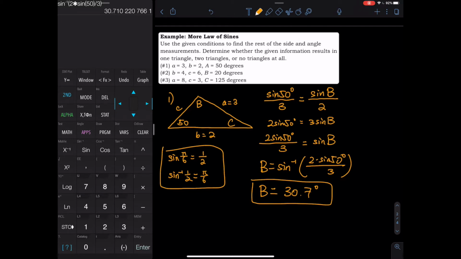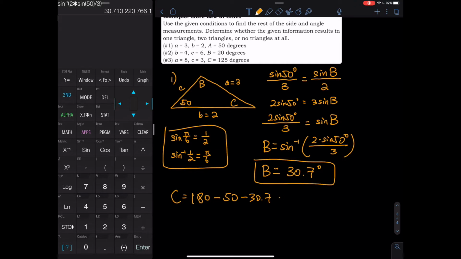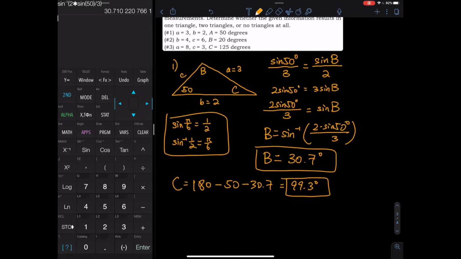All right, so now we got B. I can go ahead and find C, right? C is the total of the 3 interior angles, which is 180 degrees, minus 50, so A, and then minus B, 30.7. So that equals 99.3 degrees. So now I got B, I got C. I need to find the small c. So let's use the C we just found.